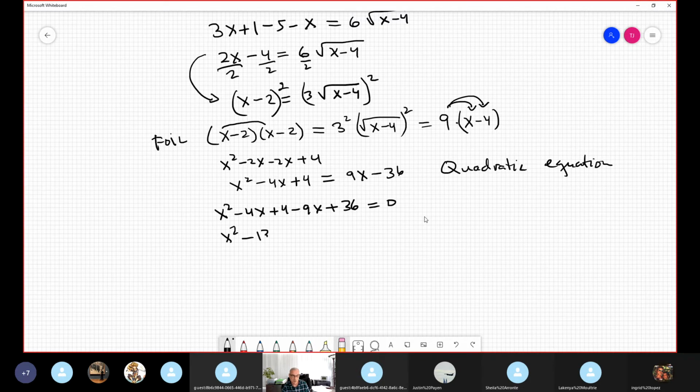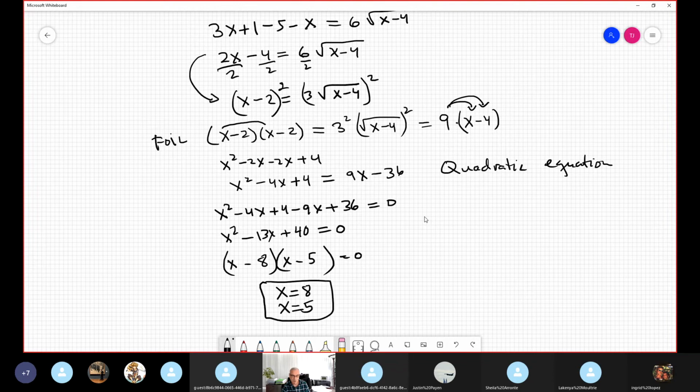And we combine later. X squared minus 13x plus 40. Yeah, 4 and 36 together is 40. Now we have in that moment a regular trinomial, easy. And the key to open the door is 8 and 5, because 8 times 5 is 40, 8 plus 5 is 13, negative both, same sign, equal to 0. So we have the solution, 8 and 5. And this is my potential solution.